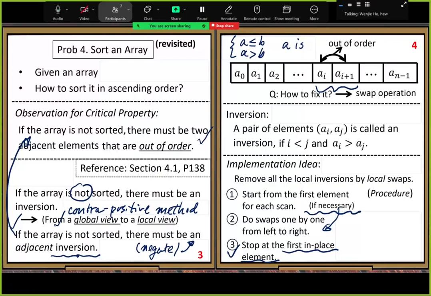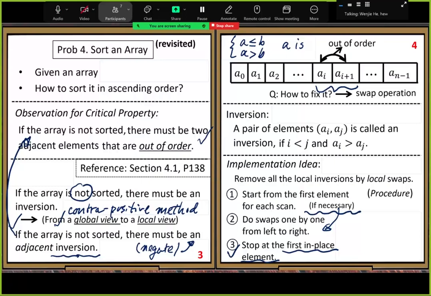The smallest or the largest? The largest. Because every time you do a swap, you push the larger element to the right end, right? Yeah, you push the larger element to the right end. Keep pushing. If you have a largest element somewhere in the array, you keep pushing it to the end.